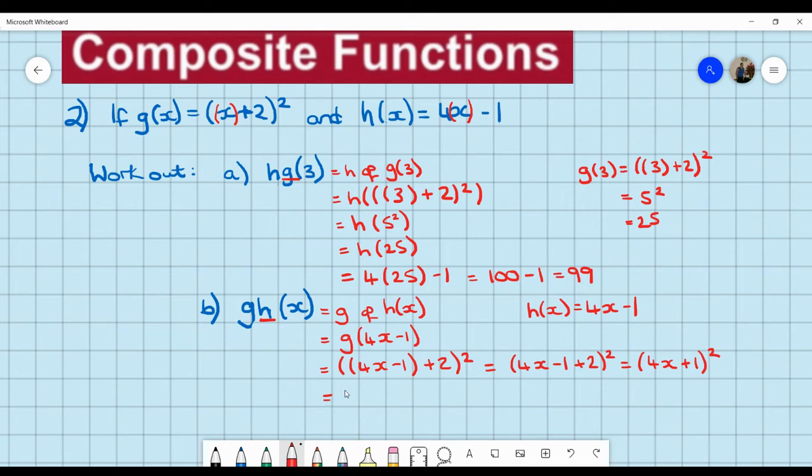Okay, so we go down here, so we've got some space. So we've got 4x plus 1 multiplied by 4x plus 1. And then we can expand those brackets. So I've got my 4x times 4x giving me 16x squared. My 4x times 1 gives me 4x. My 1 times 4x gives me 4x. And my 1 times 1 gives me 1. And then just to simplify that, I've got 16x squared. 4x plus 4x gives me 8x. Add 1. And then you're done.